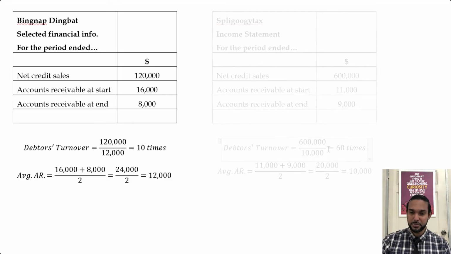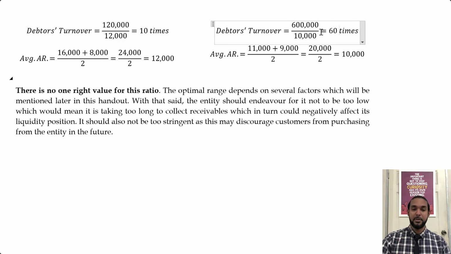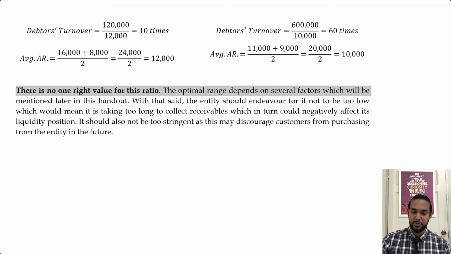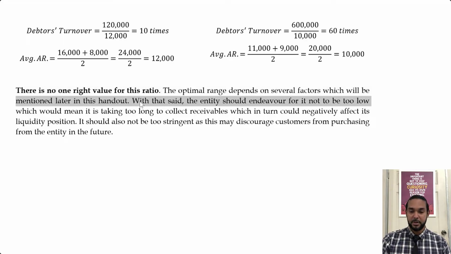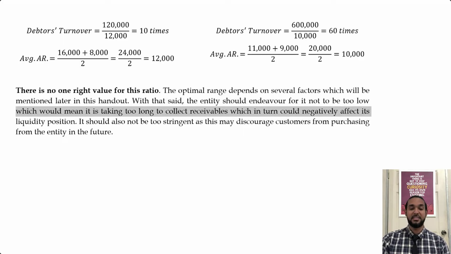All right, I just want to talk about something real quick here, right? As you should probably see in the notes down here, it says there's no one right value for this ratio. The optimal range depends on several factors, which will be mentioned later in this handout. I actually didn't because I forgot, right? With that said, the entity should endeavor for it not to be too low, which would mean it is taking too long to collect receivables, which in turn could negatively affect liquidity.